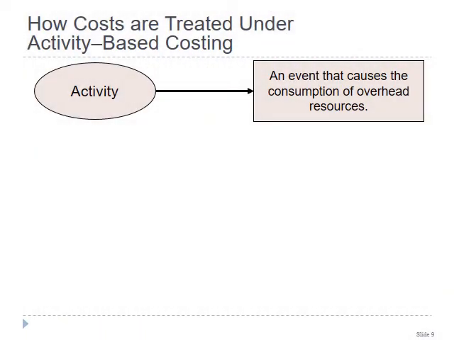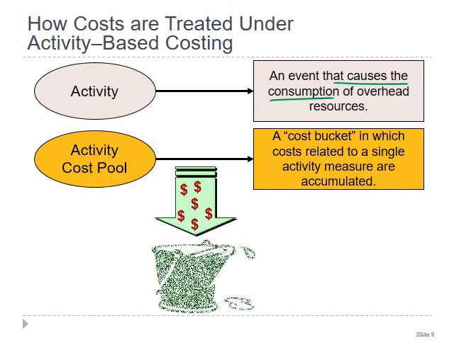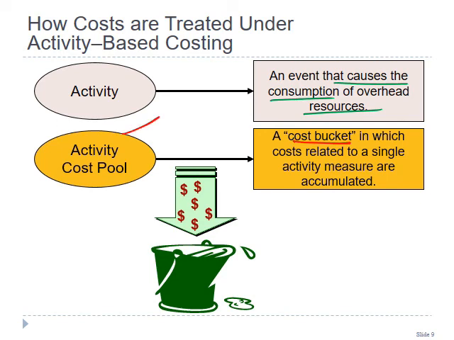I am using the word activity, so let's define what I actually mean by it. An activity is an event that causes consumption of overhead resources. An activity cost pool is a cost bucket in which costs related to a single activity measure are accumulated. Let's go through the next slides, and I hope in the coming slides you'll become familiar with those two terms.